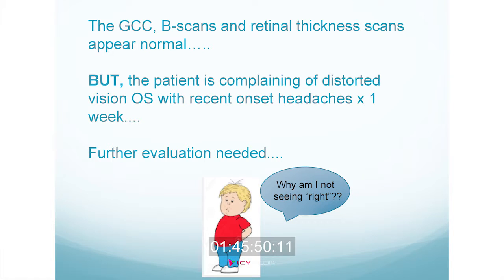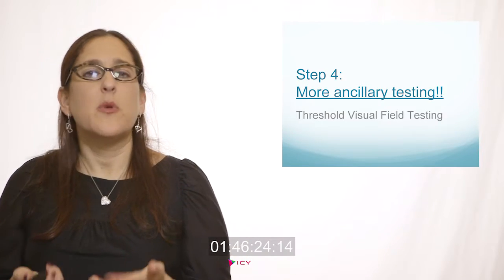So here's the conundrum, right? The GCC, the B scans, and the retinal thickness map are all normal. But this patient is a very good historian, and they're telling you that their vision in their left eye has not been normal. It feels funny. They've been experiencing recent headaches that are different than what they've ever had before. Okay, so at this point, we can't sit back and say, well, everything looks fine with your GCC, with your OCT, we're going to dismiss you. We need to move forward and get more testing. Okay, so here we're going to do the ancillary test.